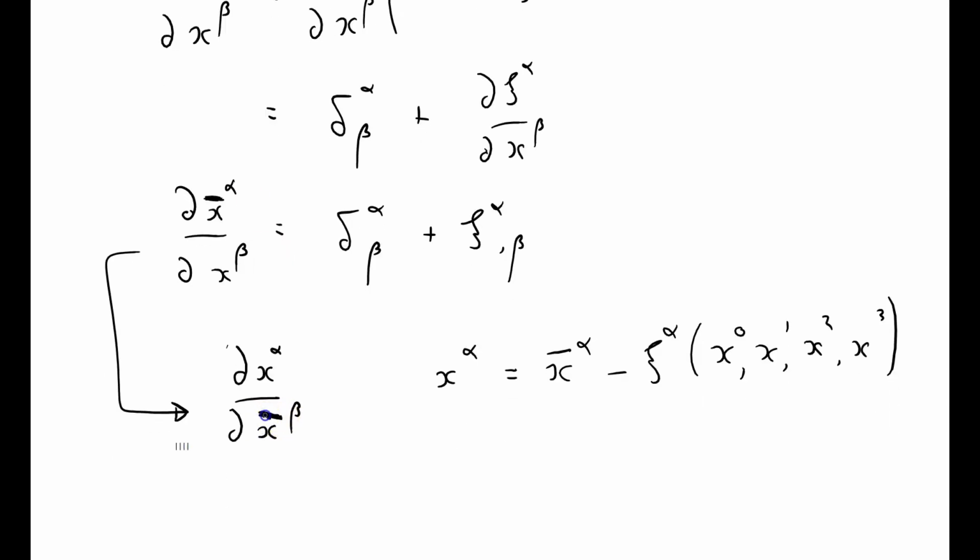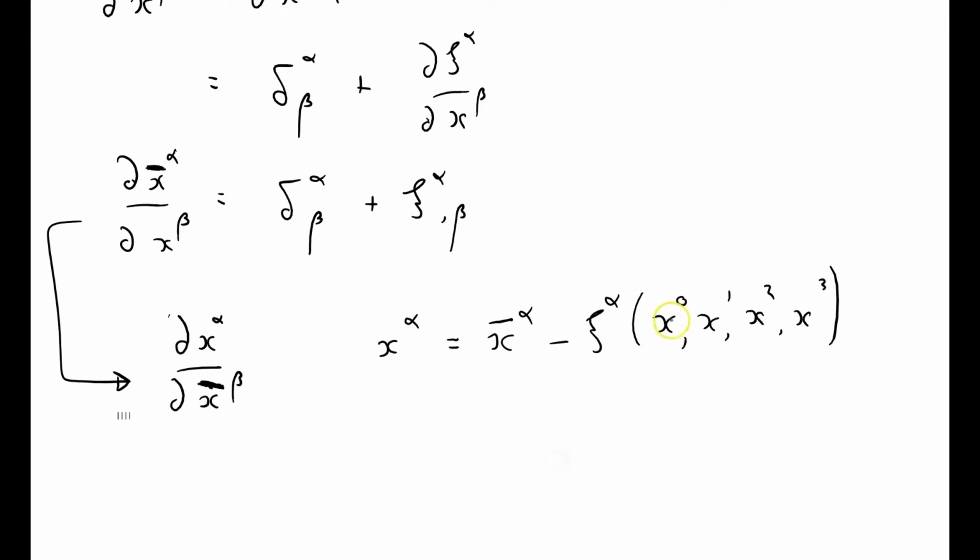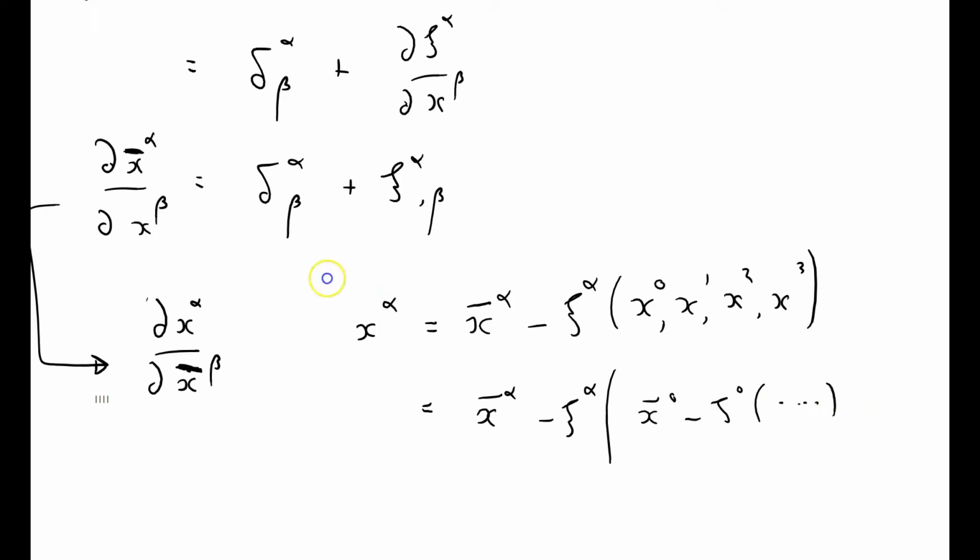Now, because we're differentiating with respect to the barred coordinate system, and these are unbarred x's here, I'm going to have to rewrite those in terms of the x bars. Alpha of, what's x0? Well, from this rule here, it is x bar 0 minus psi 0 of some stuff which doesn't really matter because it's second order.